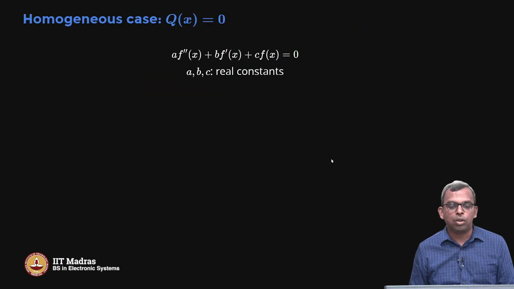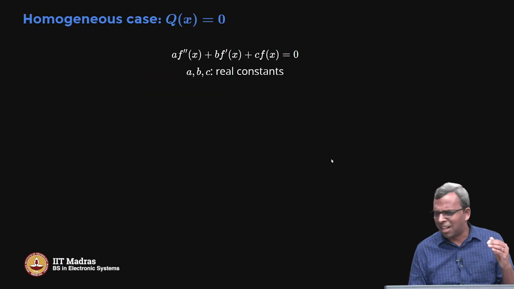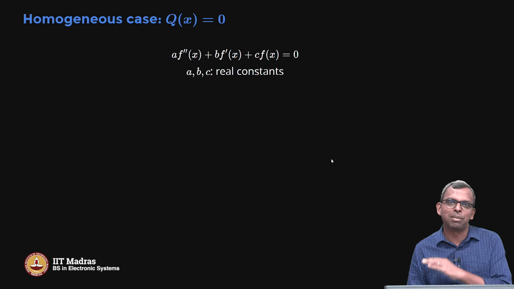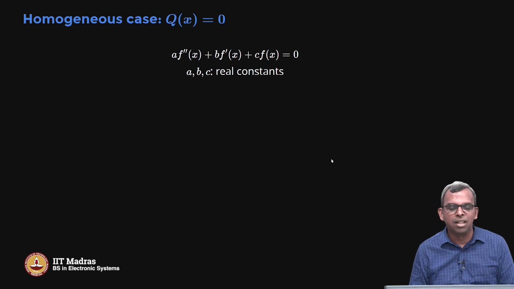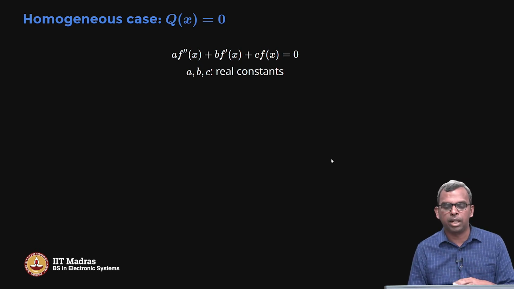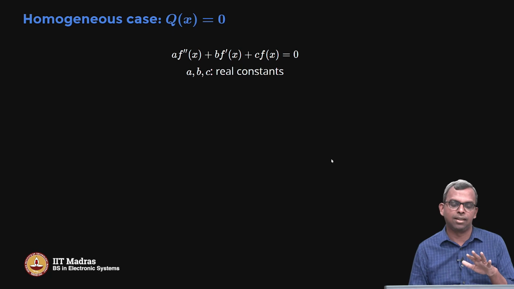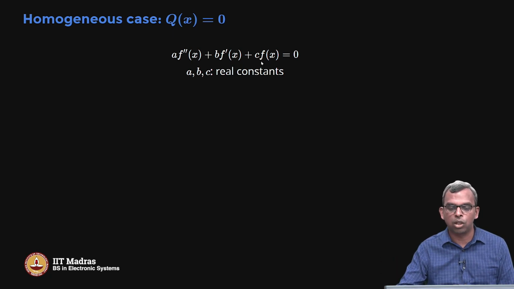Okay, so the first and the simplest case, once again we'll start with the easiest case and build on it, and do more complications later. So the easiest case is when q of x is 0. Okay, so a, b, c are real constants and q of x is 0. There's no forcing function. Okay, so this is called the homogeneous case. There is no other function other than f involved, and there is no q of x here. So this is called the homogeneous case.